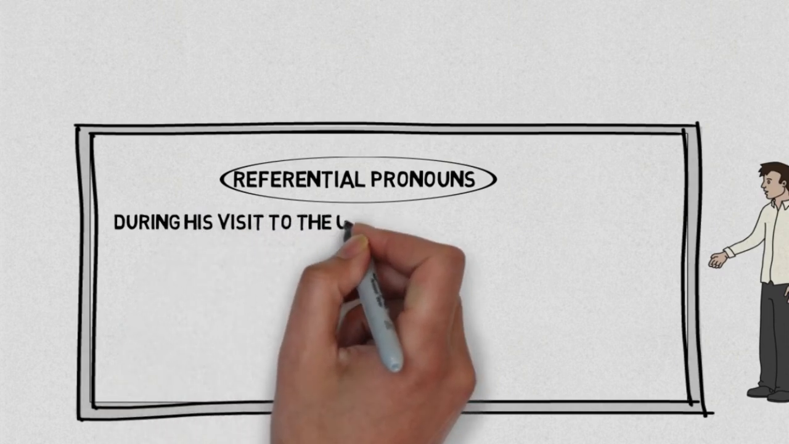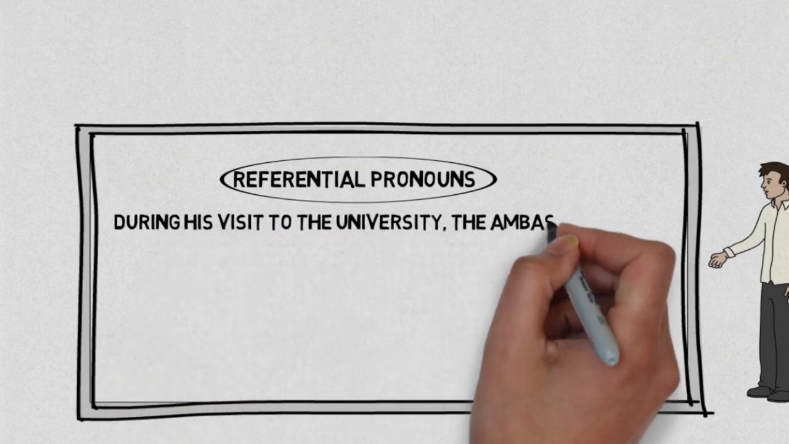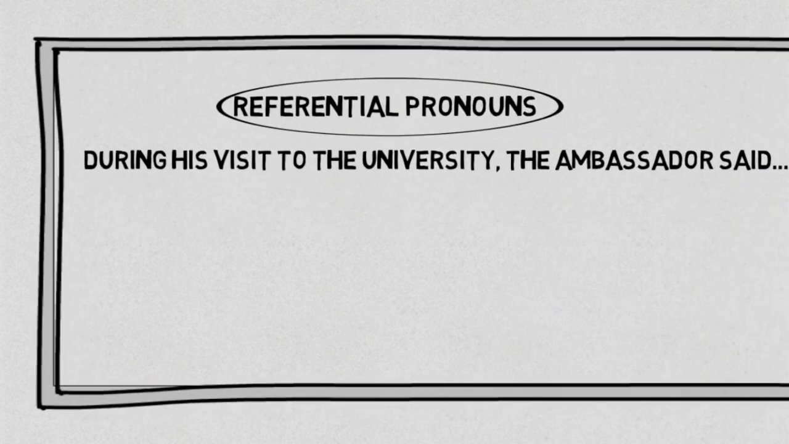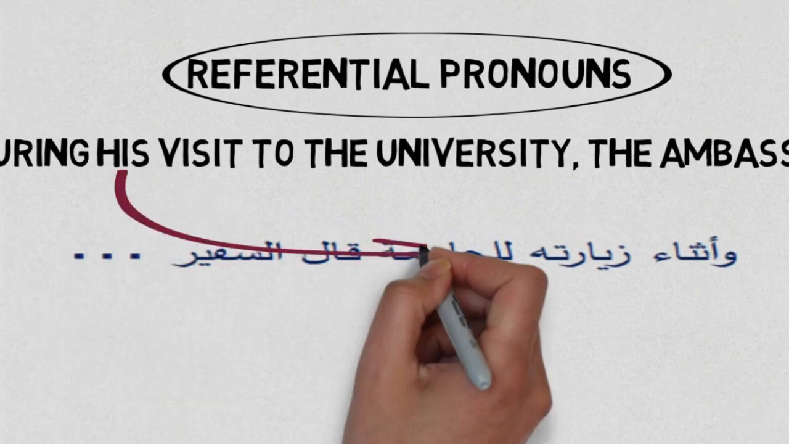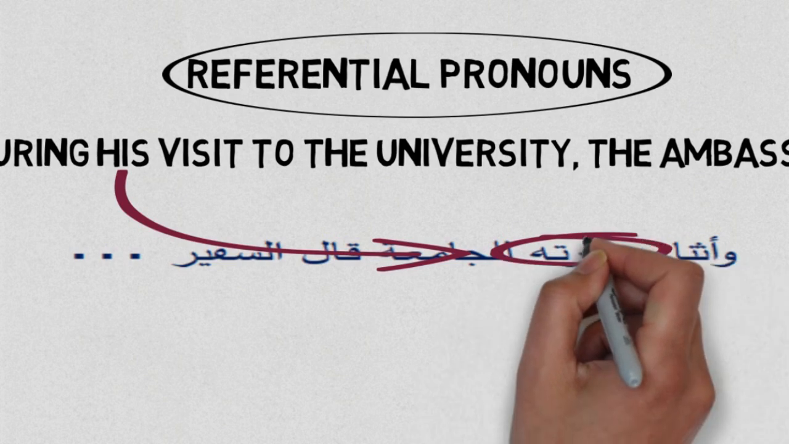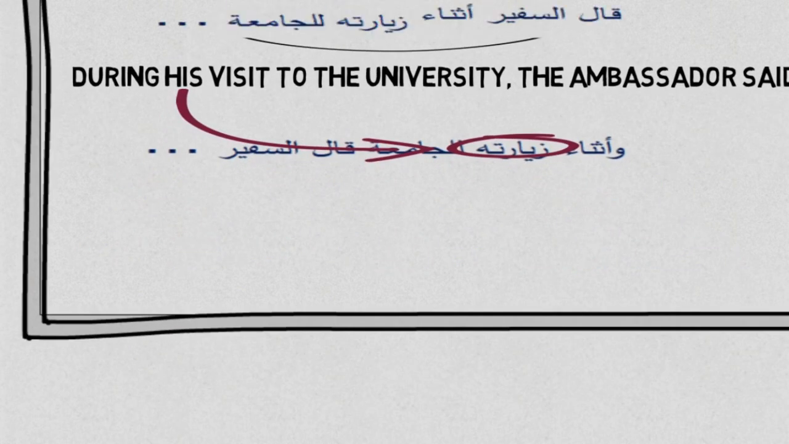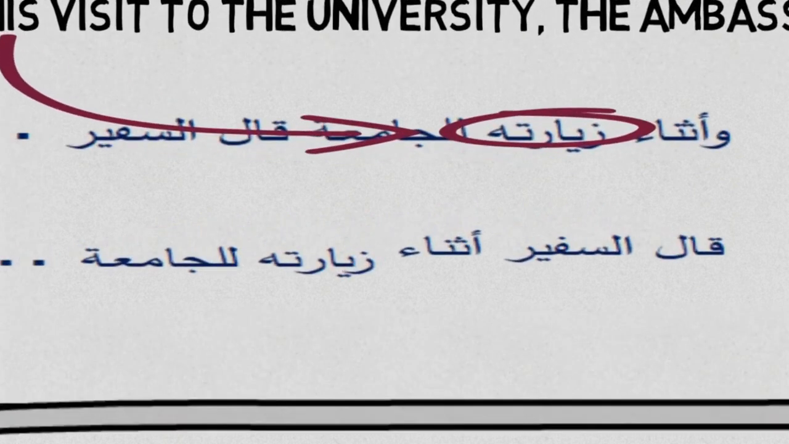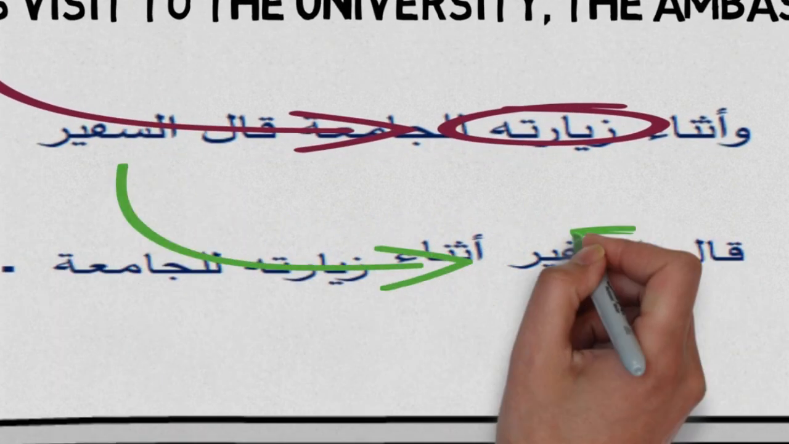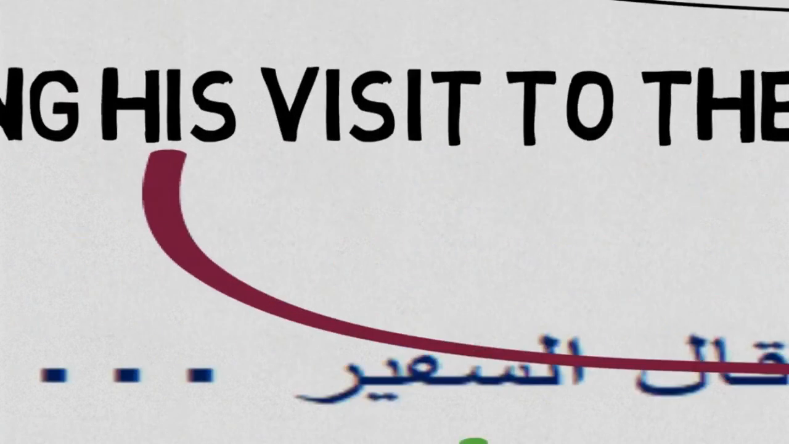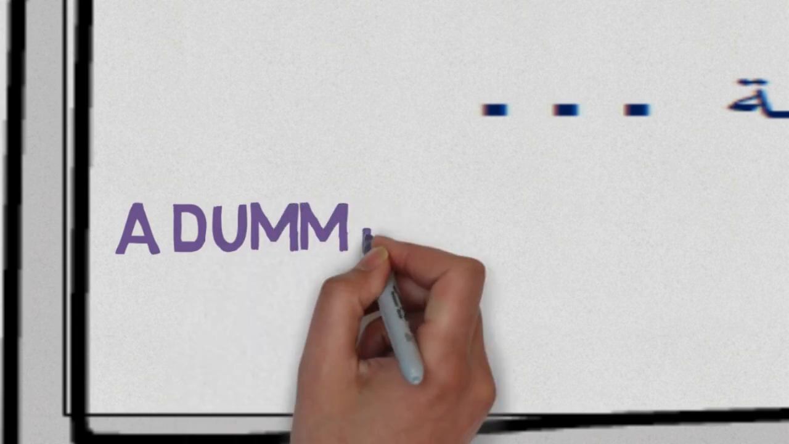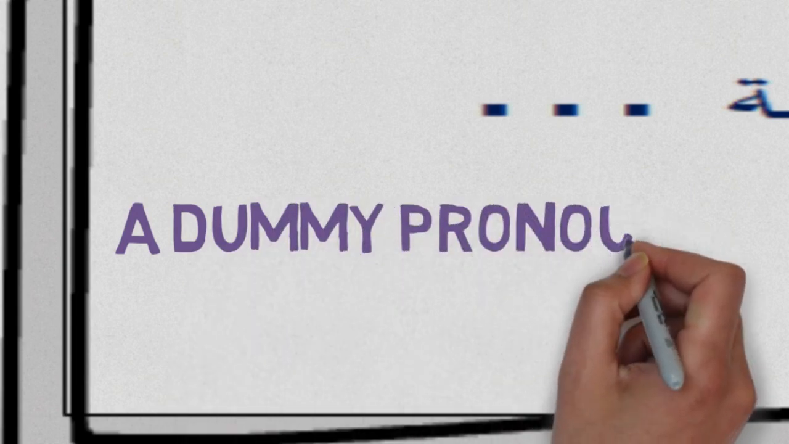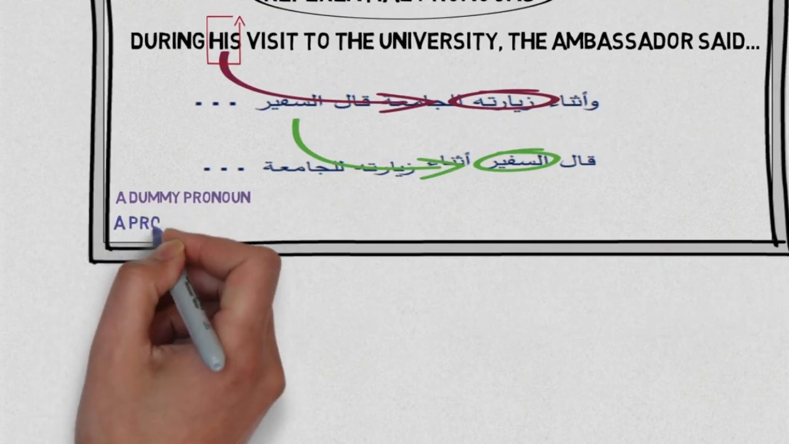For example, during his visit to the university, the ambassador said, أثناء زيارته للجامعة قال السفير. This can be rephrased to conform to the classical Arabic style. قال السفير أثناء زيارته للجامعة, by fronting the verb and the subject to the beginning of the sentence, and then we can put the pronoun that refers to the subject later. So, there should be an antecedent to the pronoun in classical Arabic.